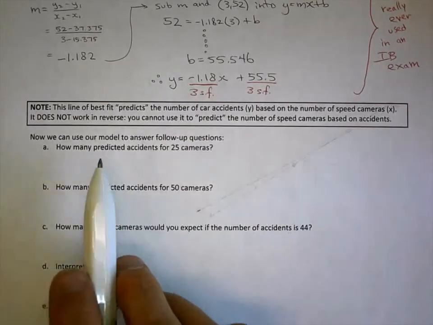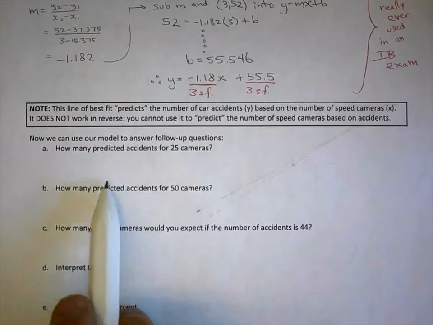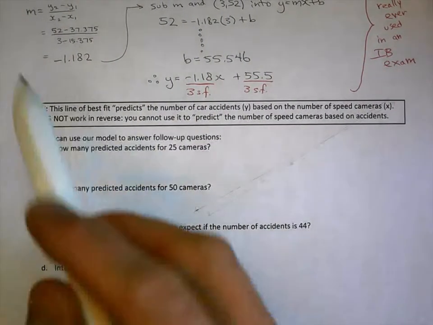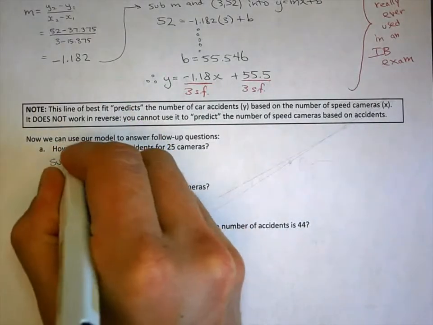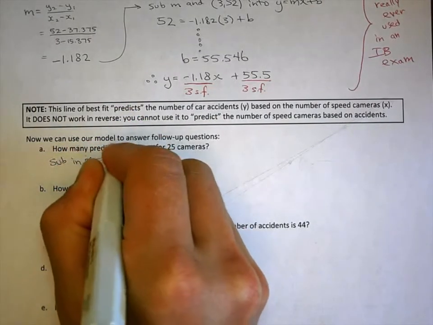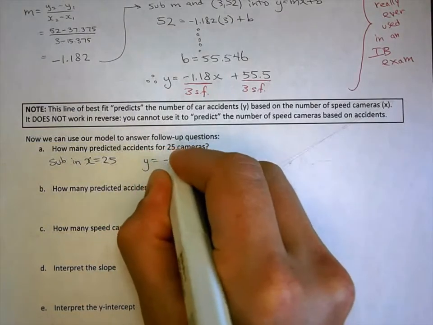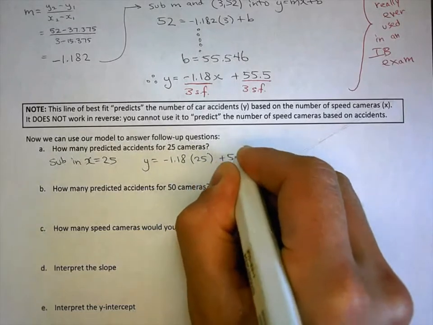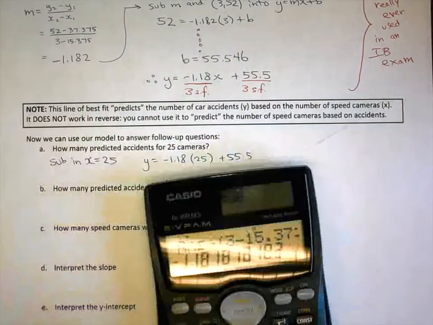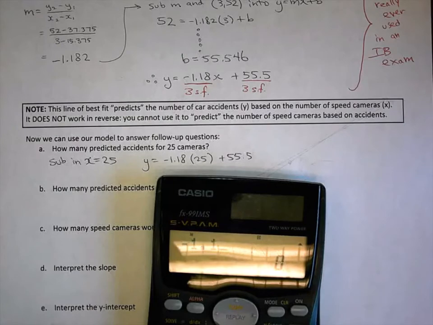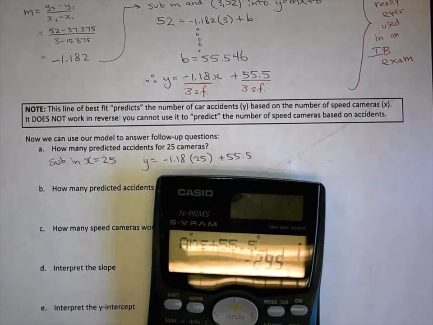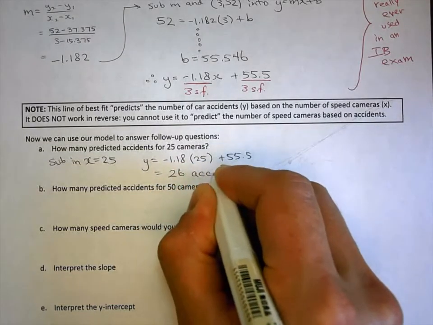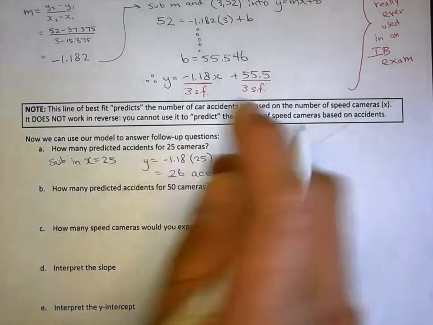So now let's use our model that we just made to make some predictions. How many predicted accidents for 25 cameras? Well, that means I use my model, so I sub in x equals 25. So y is negative 1.18 times 25 plus 55.5. That gives me 26. So there are 26 accidents. That's my prediction based on my model.